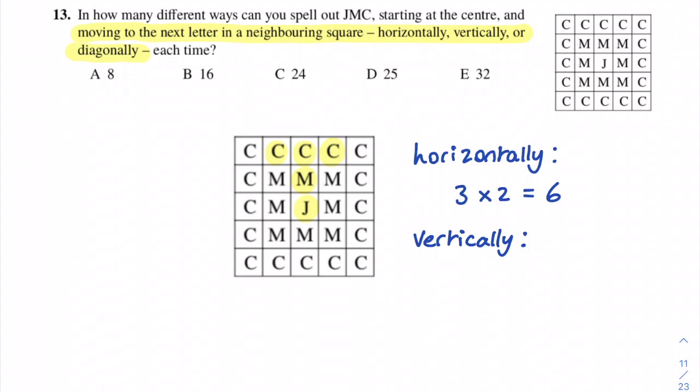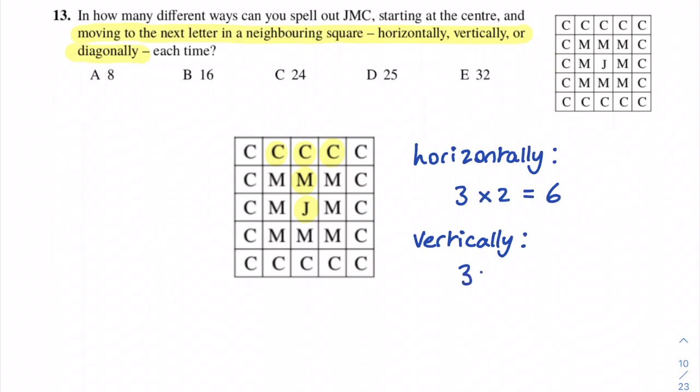So again, there are 3 ways in which we can spell JMC, and then we can do the exact same, but going down. So we're going to have this value of M, this value of C, this value of C, and this value of C. So again, we're going to have 3 times 2, which equals 6. So there's 6 ways of spelling JMC in the vertical direction.